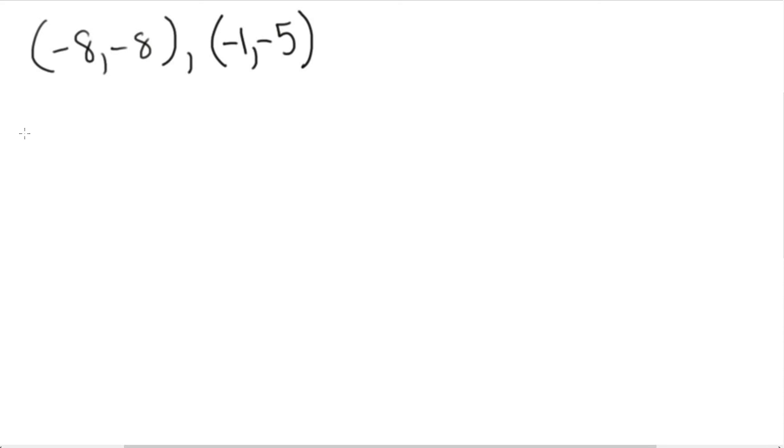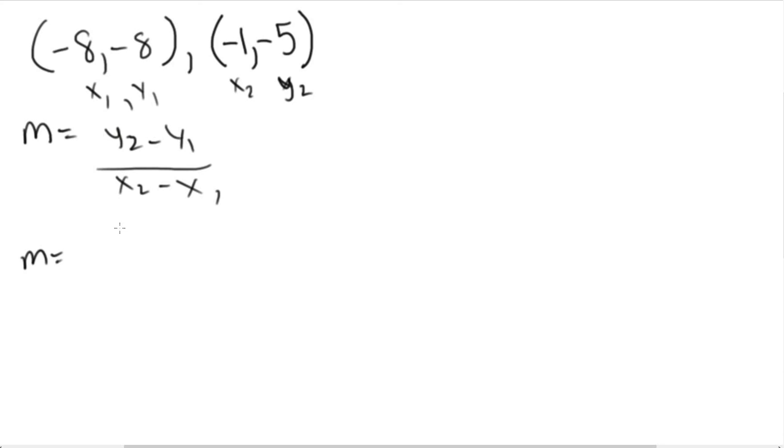Okay, if you're following along, m equals, with x1, y1, x2, y2: m equals y2 minus y1 over x2 minus x1. M equals y2, which is a negative 5, minus y1, which is a negative 8. And put it in parentheses to keep it in order. If you don't do that, good chance you'll get it wrong. x2, which is minus 1, minus x1, which is also a negative 8.